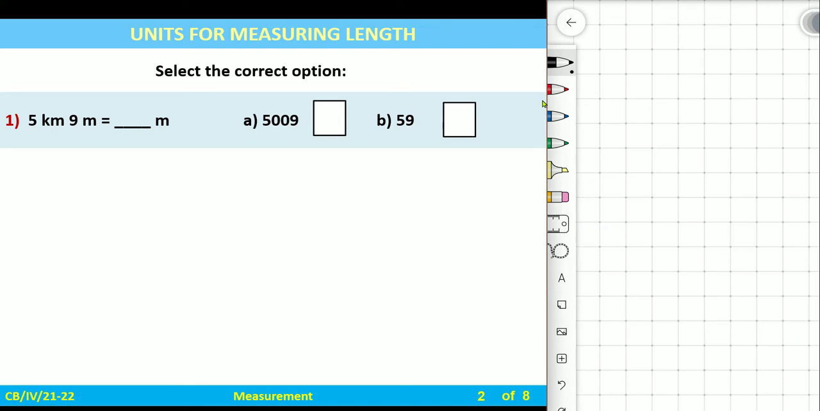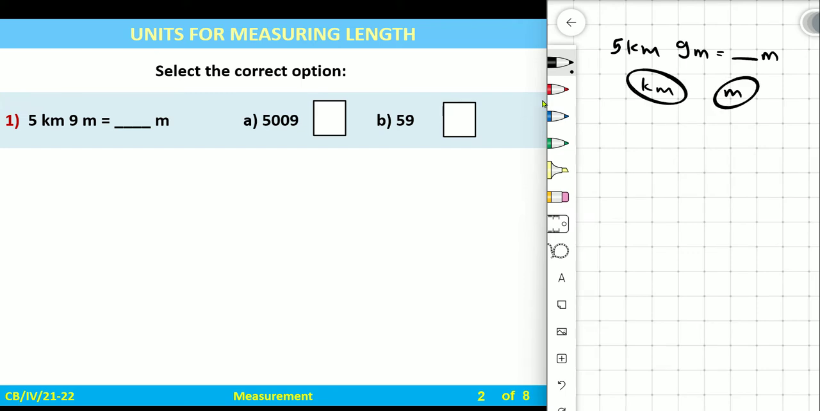5 kilometer 9 meter is equal to dash meter. It's an easy example. So we have to convert kilometer and meter to meter. Kilometer to meter is going from a higher unit to a lower unit, so we will multiply. The formula says 1 kilometer is equal to 1000 meter, so we will multiply by 1000. Multiplying 5 by 1000, we will get meter.